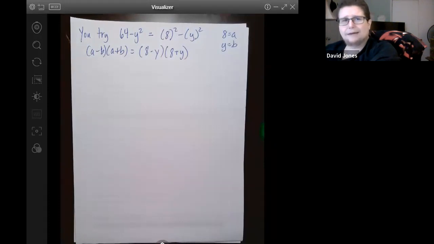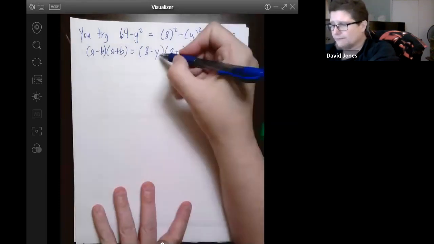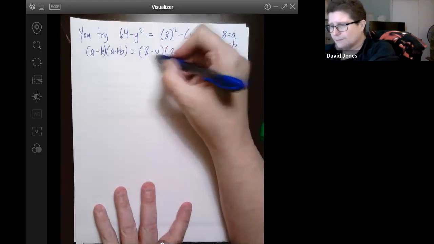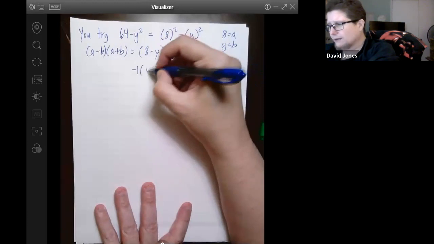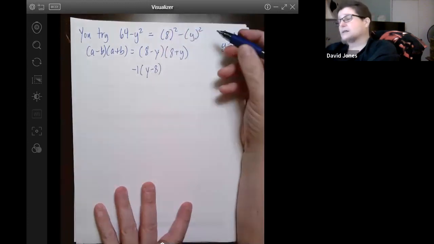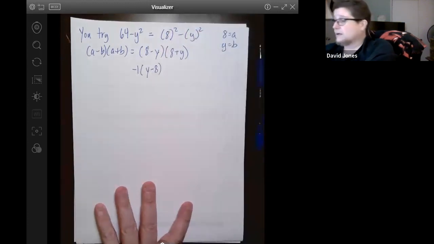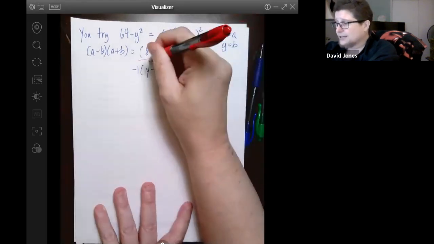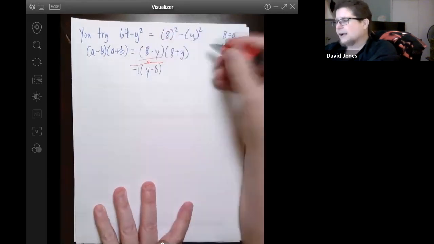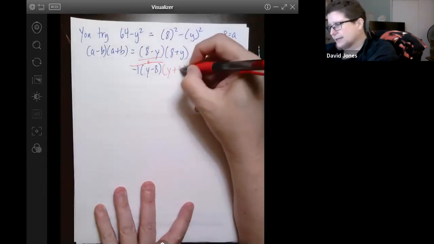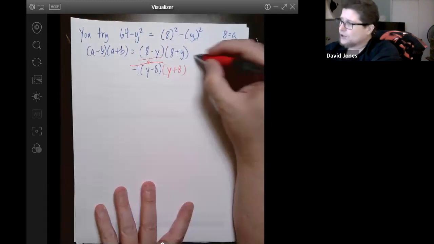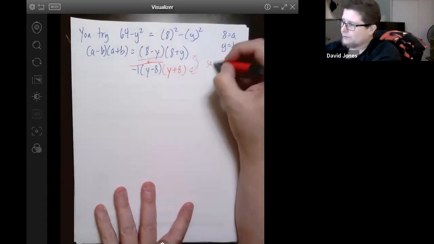MATLAB might take it that way. Hopefully it does. If it doesn't, they want the y's in front. And remember, when you got these in backwards order, we can change the sign by putting a -1 out front. So that turns into this. And just to put the y in front, I'm just going to change the order there, y plus 8. So these are the same answer, different form.